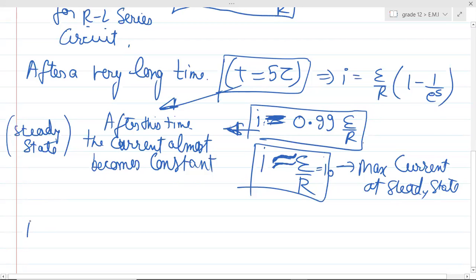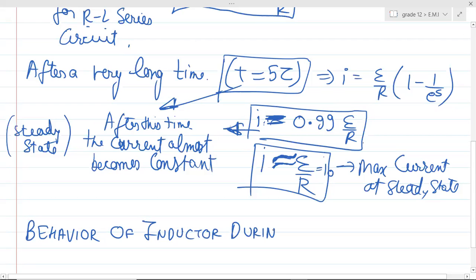Anyways, behavior of inductor during growth.